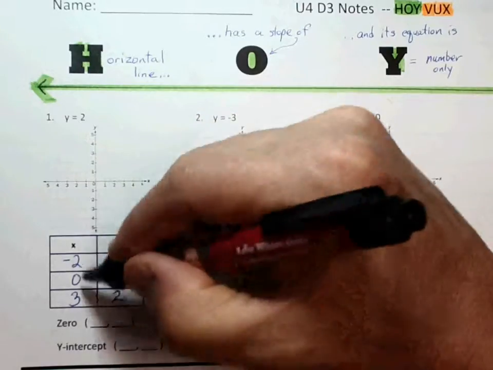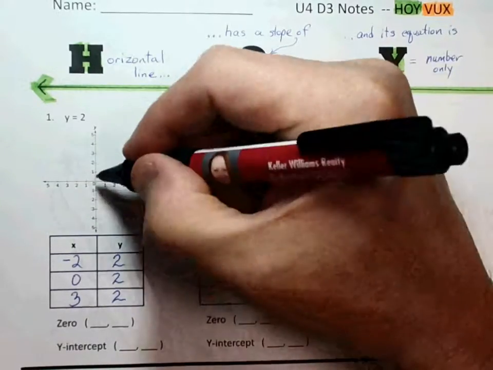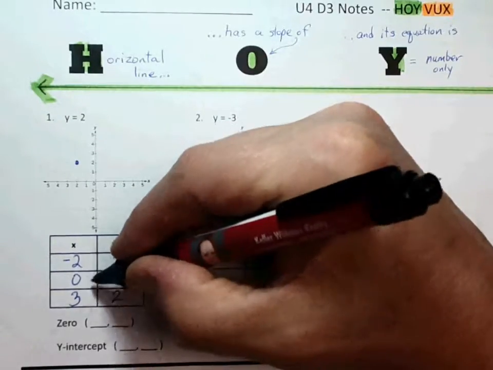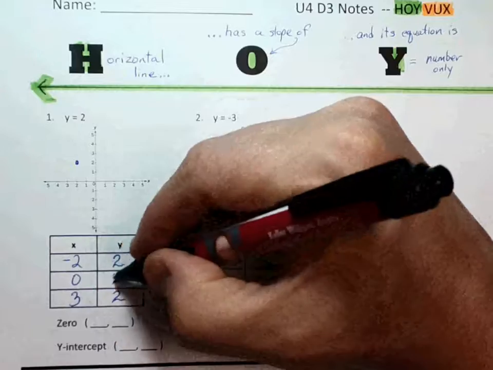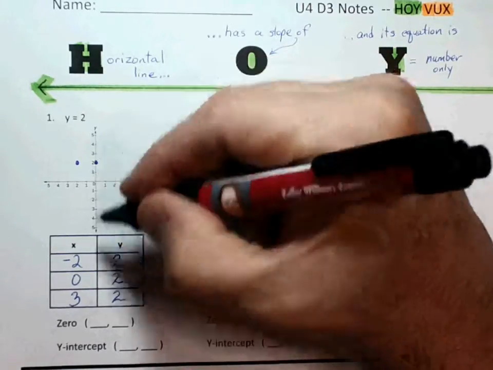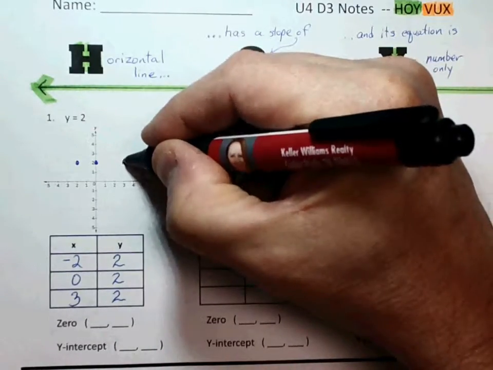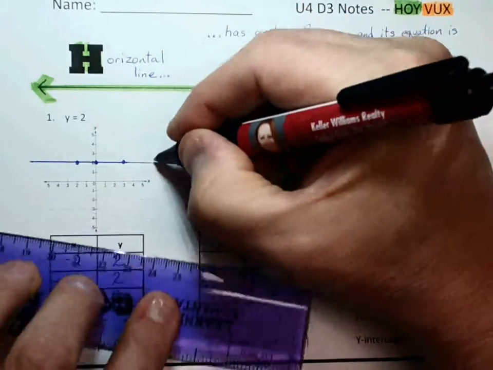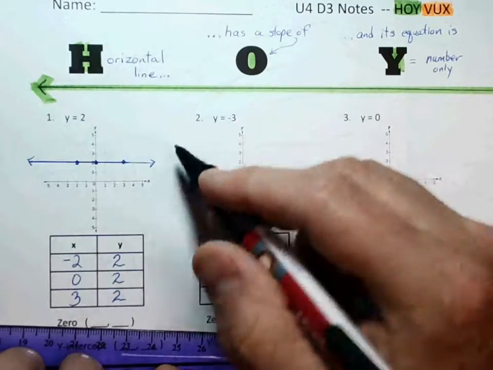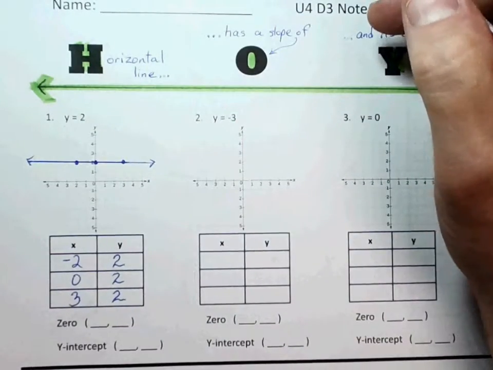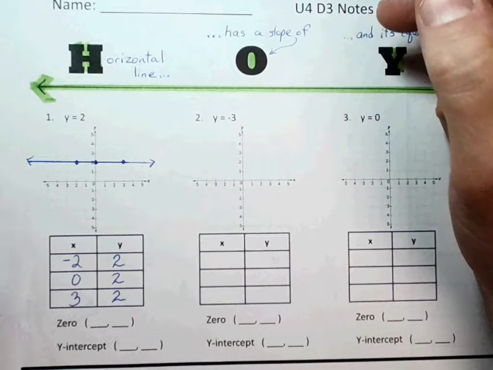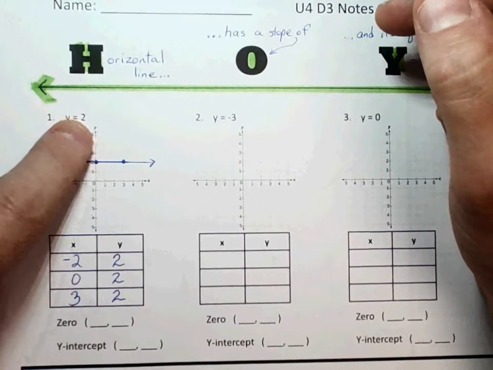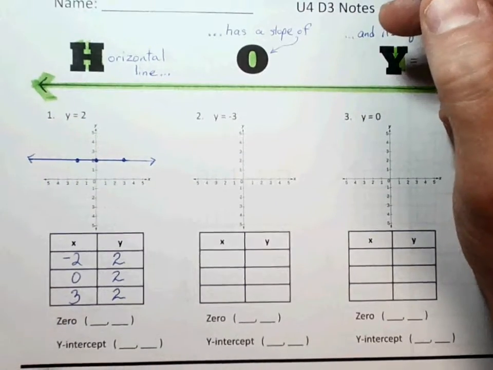Now, if I were to actually come over here and plot these points, this first one would be 2 to the left and 2 up. This point would be 0 left and right and then 2 up. And this would be 3 to the right and 2 up. Notice, what kind of line do I have? That's right, I have a horizontal line. See how it's running true east-west? So, if you want to verify this with your calculator, go to your Y equal button and just type in a 2, press graph. I bet you get this thing right here.